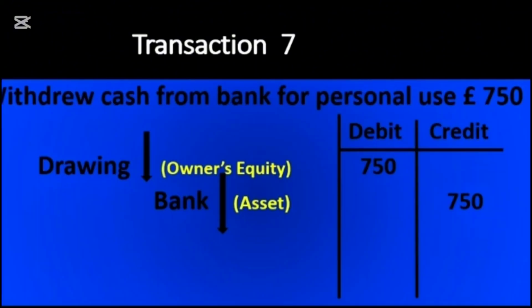Withdrew cash from bank for personal use, £750. We have two entries here: drawings debit, bank credit. Now just understand this. Drawings will decrease the owner's equity. So when the money is taken out from the capital, basically, then what will happen? It will decrease. The capital money will decrease. So drawings will decrease the capital.